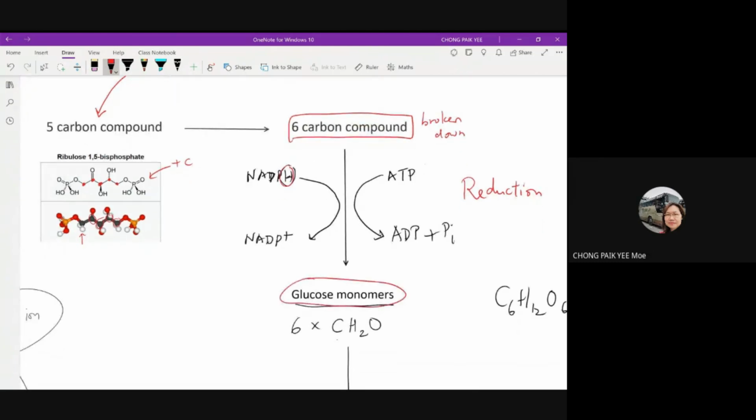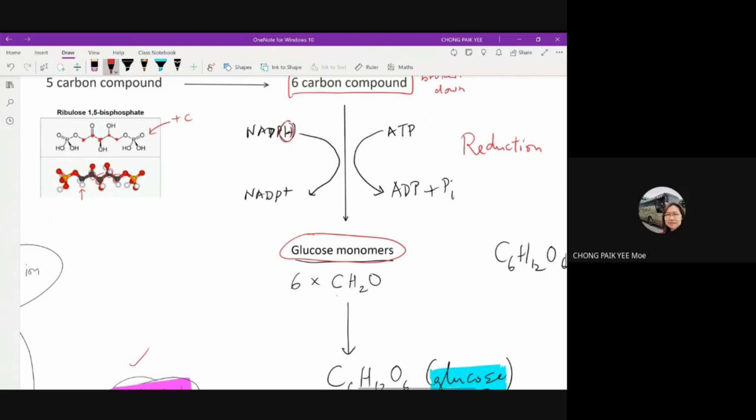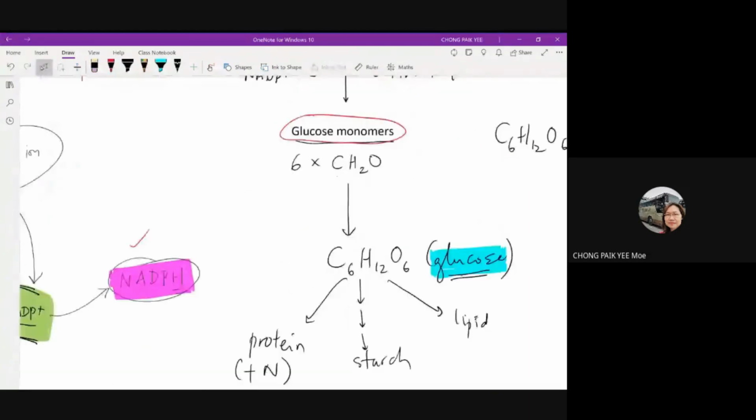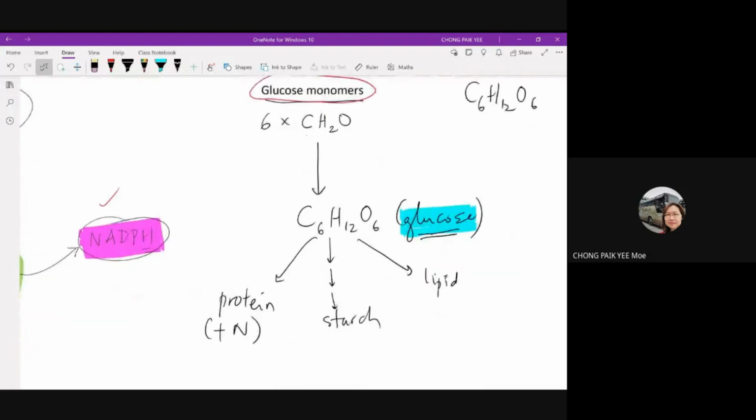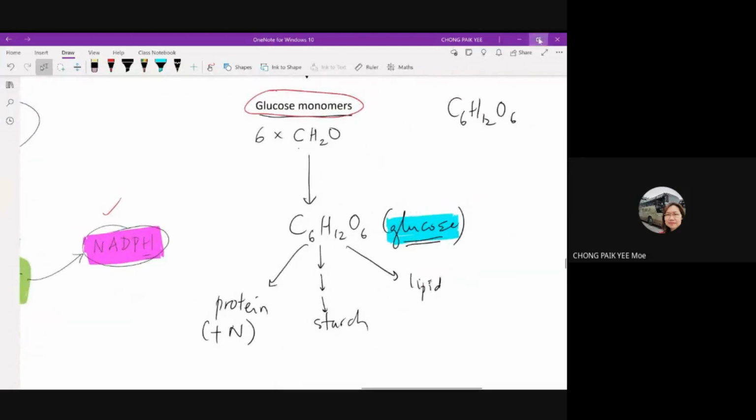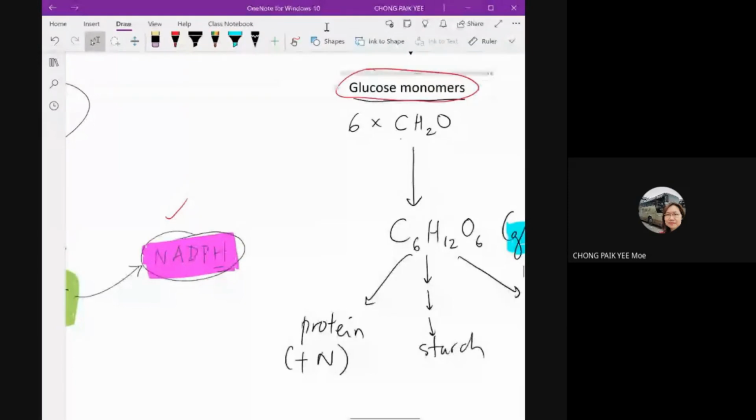And number 3 in your textbook, glucose monomers condense, will rearrange and reform to form starch molecules, okay? And after that, starch granules are stored in the stroma of chloroplast. Of course, they are also converted into other substances. All right, okay? So is that clear, I hope? All right, I hope this is clear.